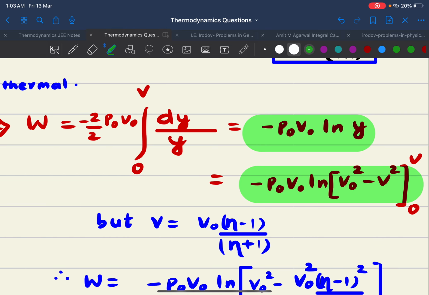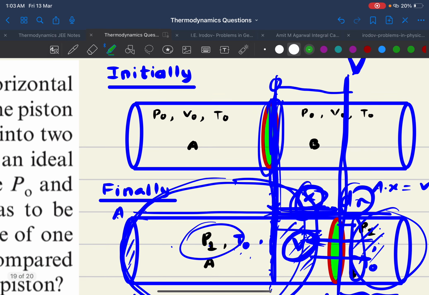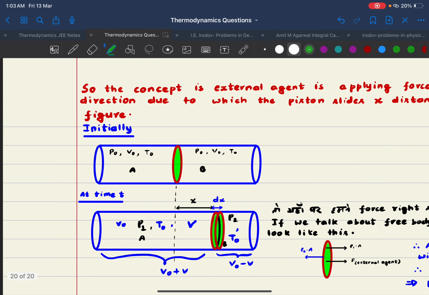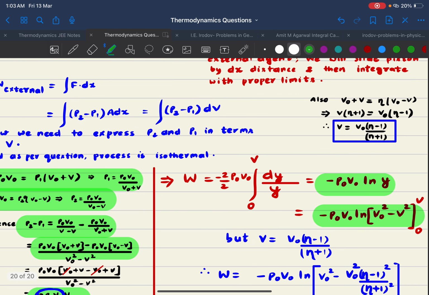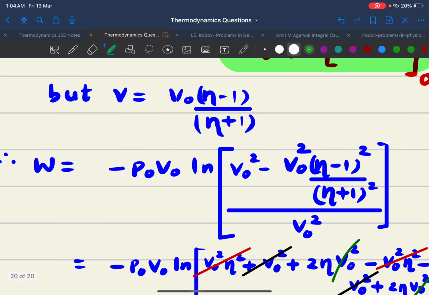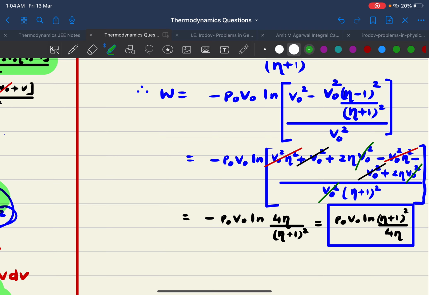What will our limit be? 0 to V, I have already explained. Means initially you have taken 0 and the final V, means you are expanding in this segment, only this much you are expanding. So this V volume you have to expand up till, right? And then I have already written the expression of V in terms of V naught, (eta minus 1) by (eta plus 1). And when you put the limits and solve properly, then you will get the final expression as this much.